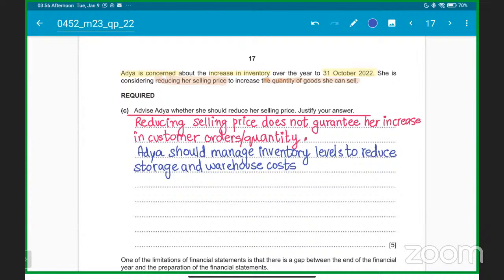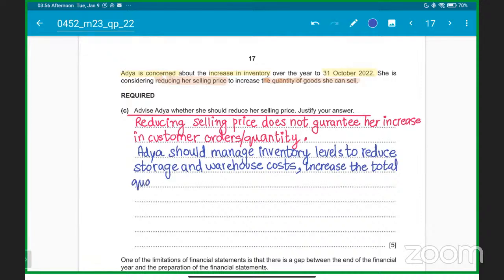If she is reducing the selling price, it will help her reduce the storage cost and warehouse cost. Okay, it will reduce the inventory as well, and it will also increase the total quantity, right? If she is managing inventory levels, it will increase the total quantity being sold. Okay, everyone getting it clear?